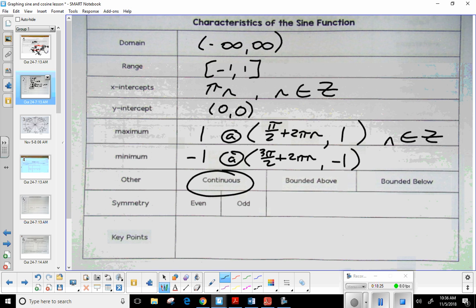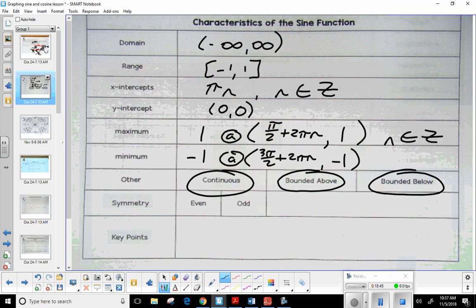Is it bounded above? What do you guys think, yes or no? Okay, yes, because it has a maximum, right? It doesn't go to infinity, so it is bounded above. Is it bounded below? Yes, its minimum would be -1, as we've seen.